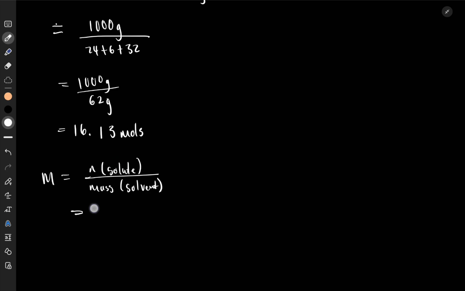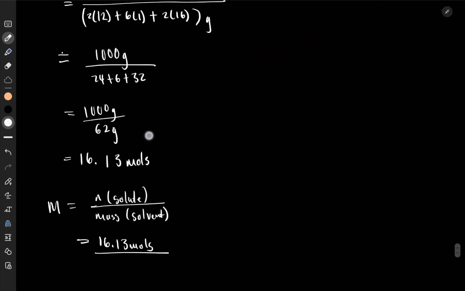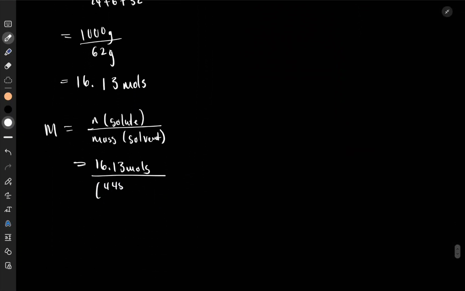So what is the number of moles of solute? 16.13 moles divided by the mass of the solvent. We saw it is 4,450 grams. We want to remove grams and convert to kgs, so we multiply by 1 kg at the top and 1,000 grams at the bottom. Then we have it like this.